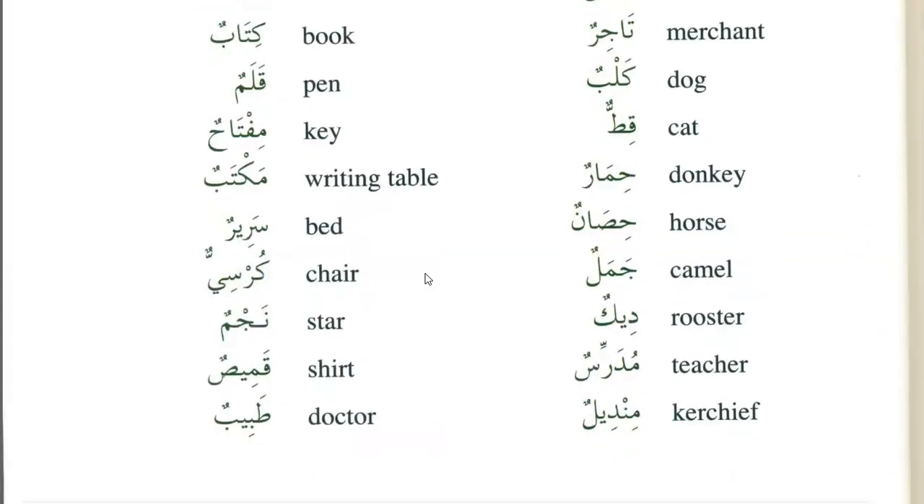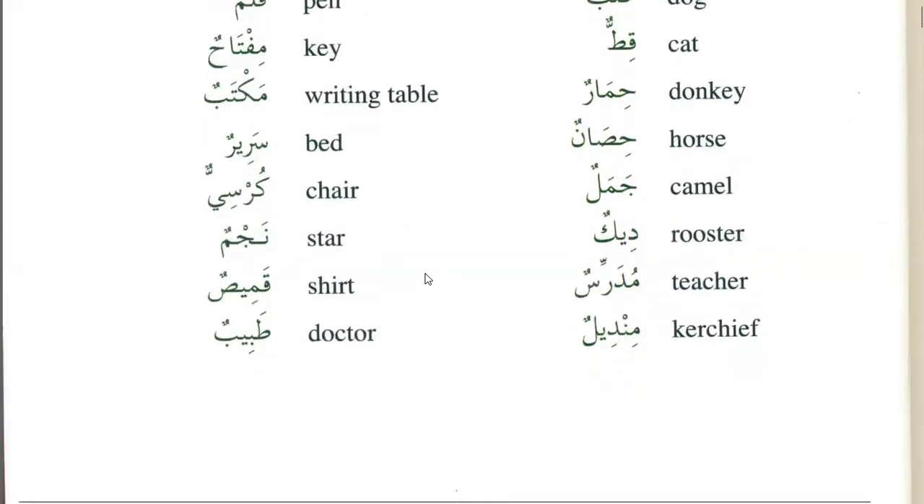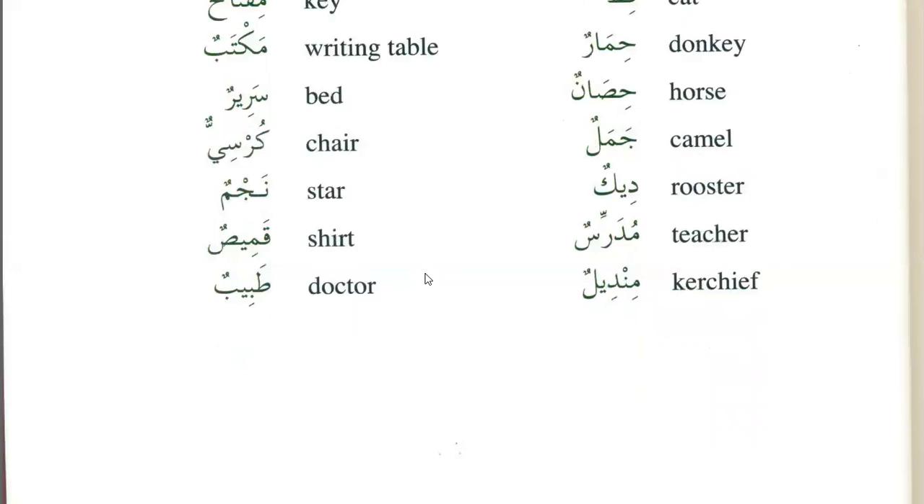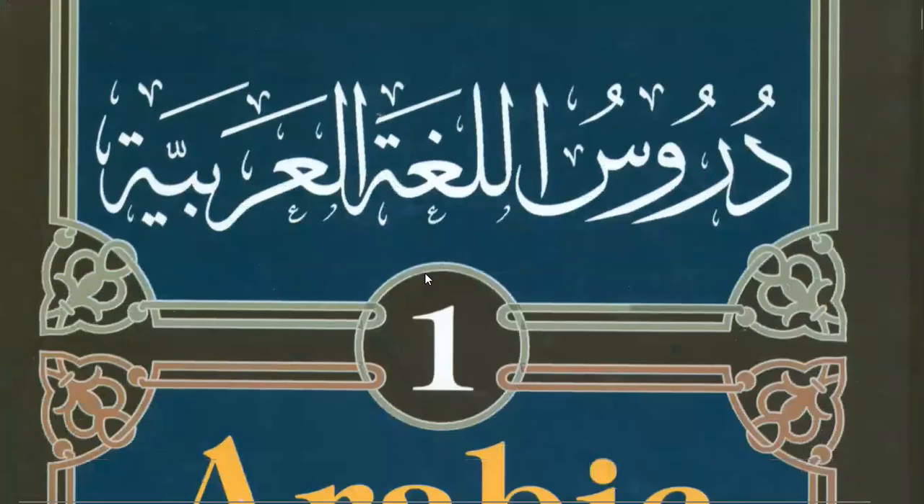Himarun, donkey. Maktabun, writing table. Sarirun, bed. Jamalun, camel. Kursiyun, chair. Dikun, rooster. Najmun, star. Mudarrisun, teacher. Qamisun, shirt. Mindilun, kerchief. Okay. Tabibun, doctor. Anybody any question?